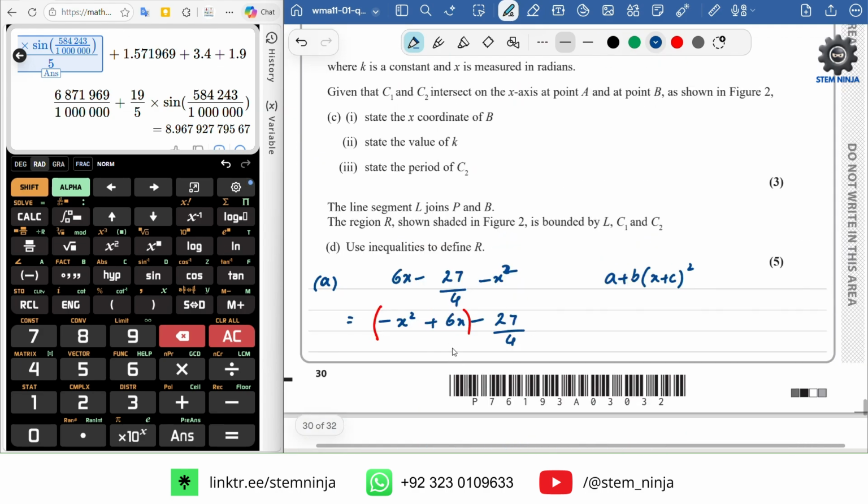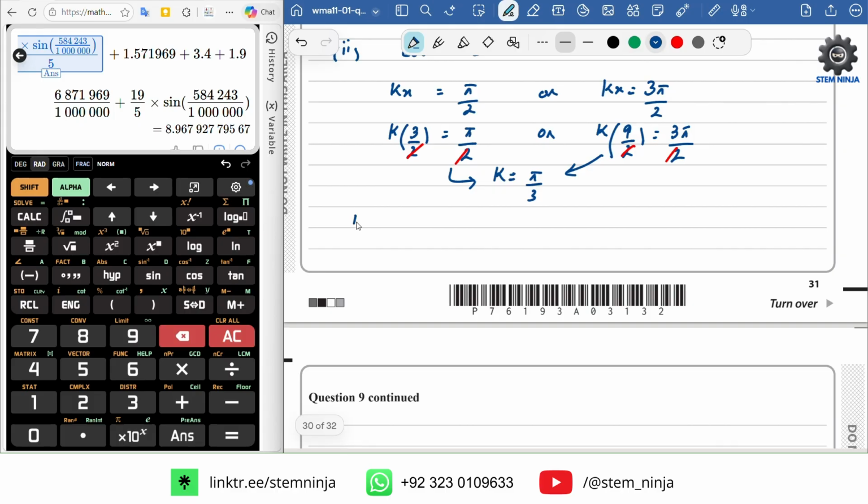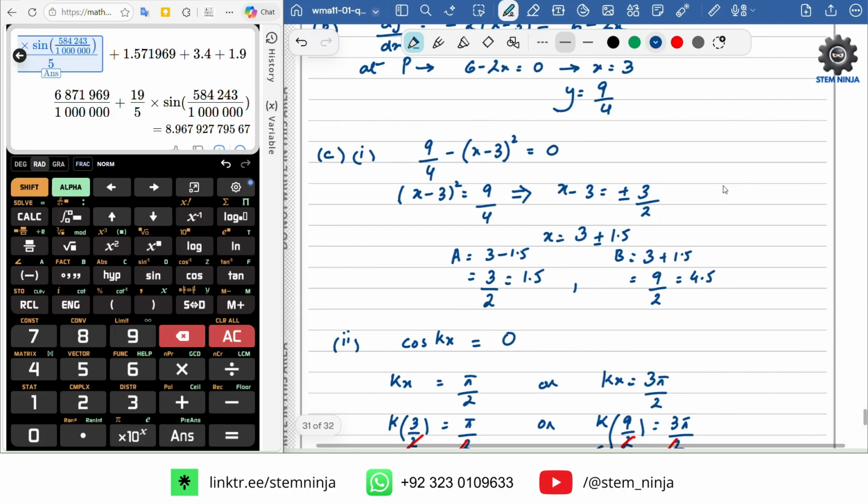Okay. State the period of C2. So period is determined by simply dividing 2 pi by this. So once again, pi gets cancelled. 2 times 3 is 6.